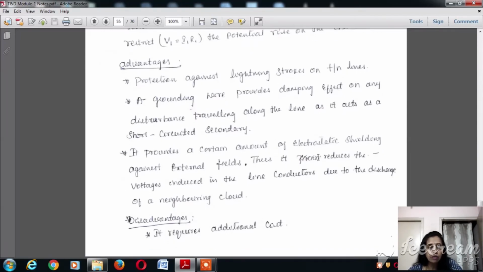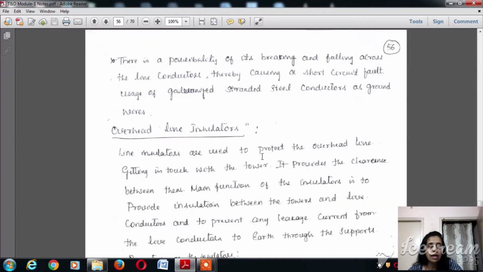A grounding wire always provides a damping effect on any disturbance traveling along the line, as it acts as a short circuited secondary. It provides a certain amount of electrostatic shielding also against external fields. Thus, it reduces the voltages induced in the line conductors due to the discharge of a neighboring cloud. What are the disadvantages? It requires additional cost because it has to run all along parallel to the overhead transmission conductors.